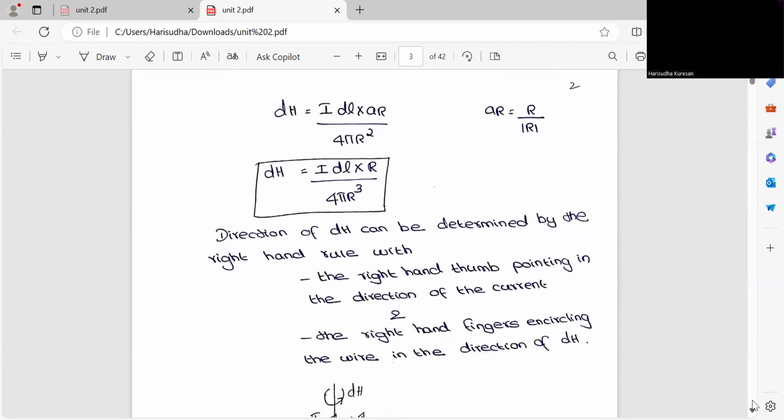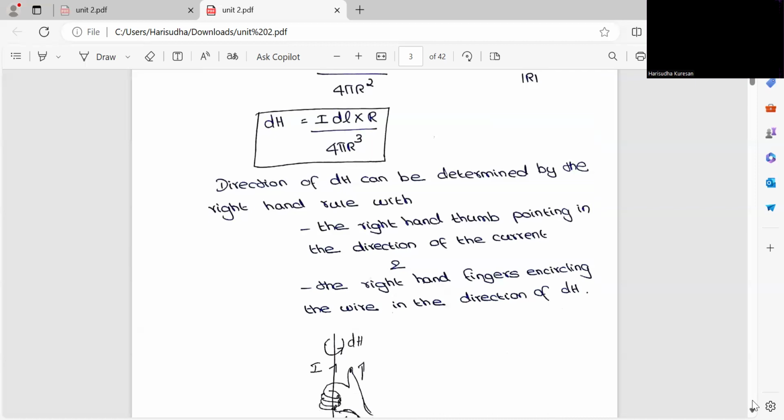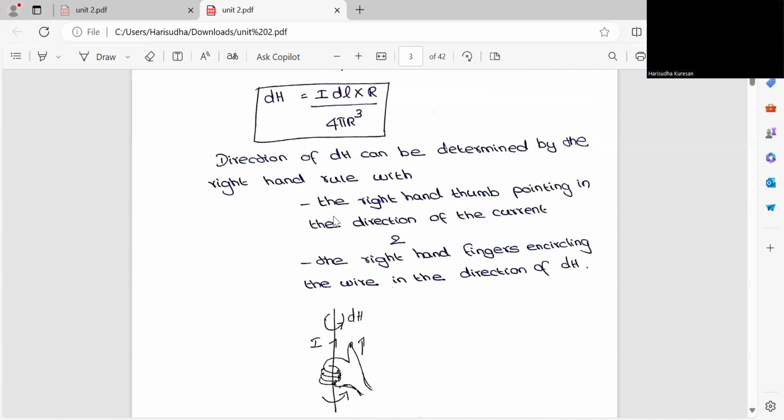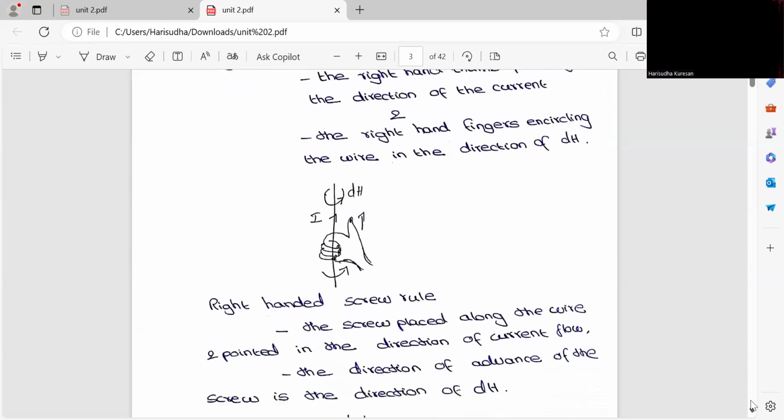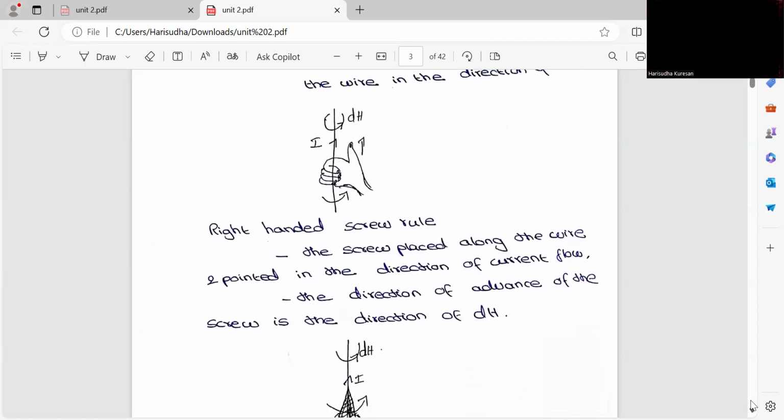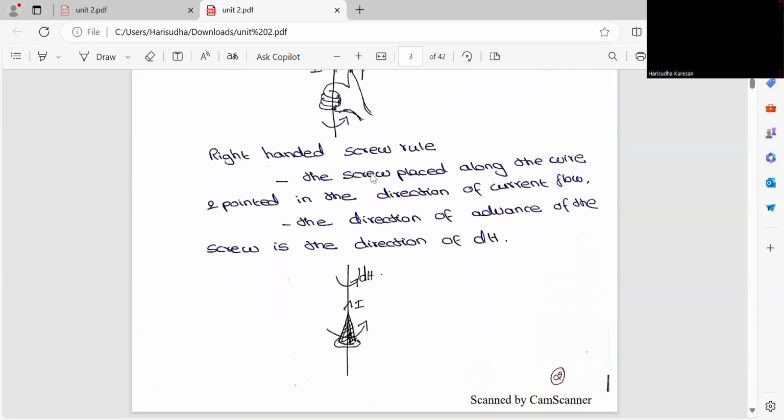The direction of dH can be determined by the right hand thumb rule. We all know that right hand thumb rule. This is how you keep the right hand. The right hand thumb is pointing in the direction of the current and the right hand fingers are encircling the wire in the direction of the dH. The same right hand rule is applicable over here. If you see the screw which is placed along the wire and pointed in the direction of the current flow, the direction of advance of the screw is the direction of the dH.